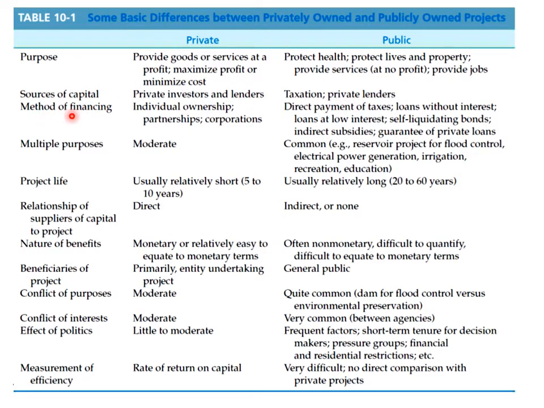The method of financing the project in private projects is individual ownership, partnership, or corporations. But in public projects, the method of financing comes from direct payment of the taxes, loans without any interest. As a government, you can have such loans, or loans with very low interest rates. It can be some self-liquidating bonds, indirect subsidies, guarantee of private loans. So as a government, you have many more options with no interest or very low interest.